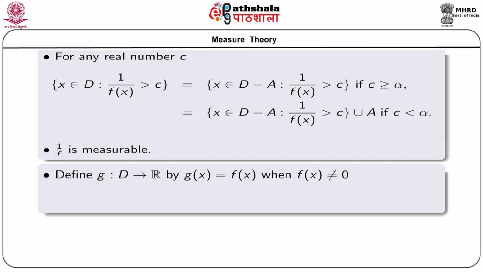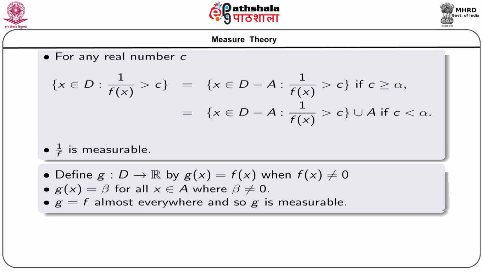In the second case, define g from D to R by g of x equal to f of x when f of x is not equal to 0, and suppose g of x takes the value beta for all x belonging to A, where beta is a non-zero real number. Since the measure of the set A is 0, obviously g is equal to f almost everywhere, and so g is measurable.